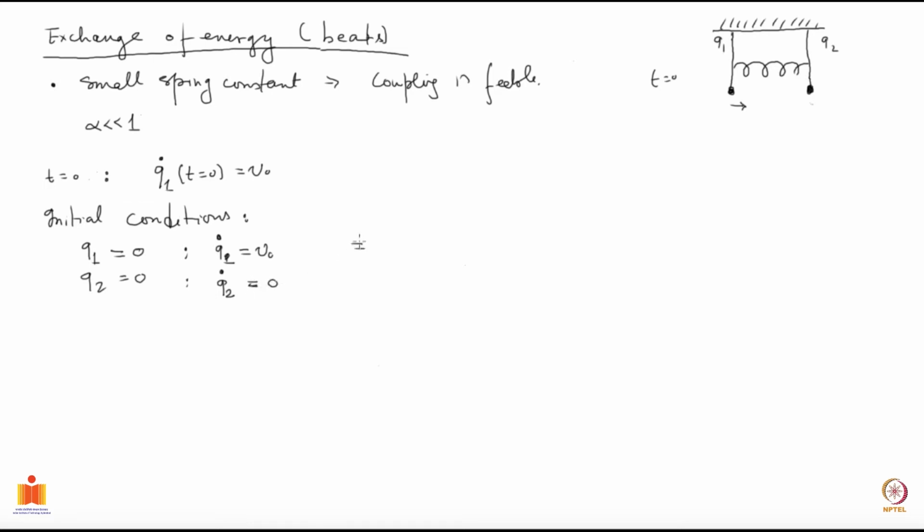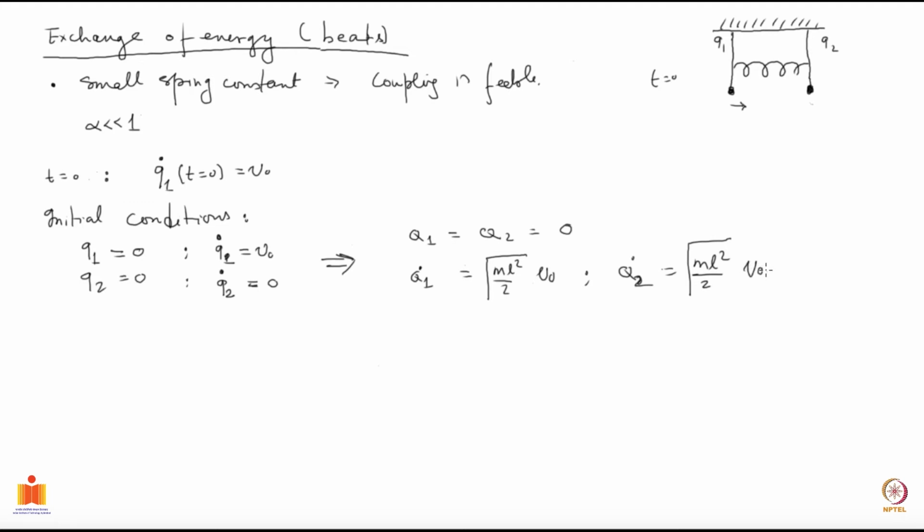And this translates to the following for the normal coordinates. The same initial conditions, if you look at the normal coordinates, translate to the following. You can check this immediately, all at t equal to 0, whatever I'm writing here. Capital Q1 and capital Q2 are linear combinations of small q1 and q2, which are 0, so they will also be 0. And you can also immediately see that Q1 dot will be the square root of ml square over 2 times v naught, and Q2 dot will be the square root of ml square over 2 times v naught.